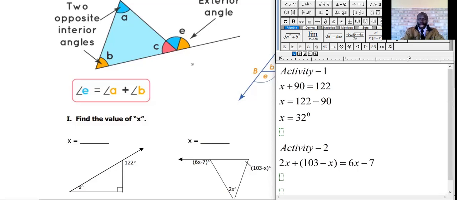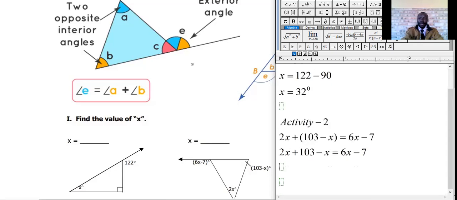So that is from the exterior angle property. Two interior angles add up to give one opposite exterior angle. Well, what will that give us? It will then give us, let's open the bracket first. This is going to be 2x plus 103 minus x equals 6x minus 7.